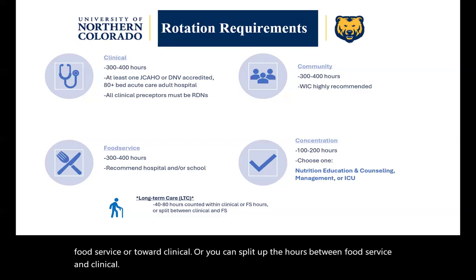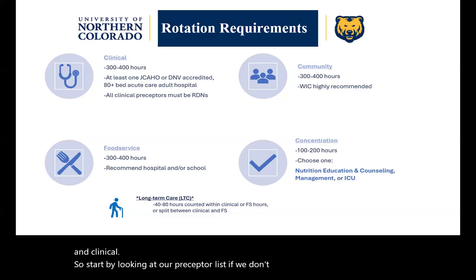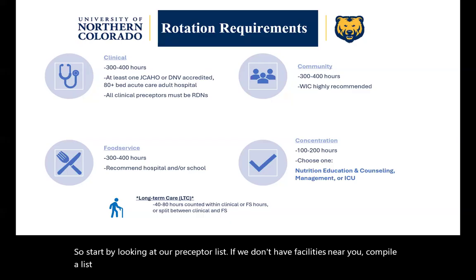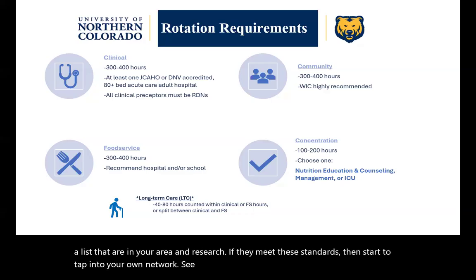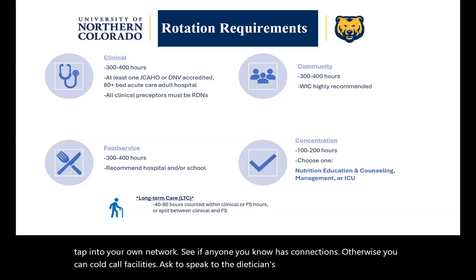So start by looking at our preceptor list. If we don't have facilities near you, compile a list of those in your area and research if they meet these standards. Then start to tap into your own network. See if anyone you know has connections. Otherwise, you can cold call facilities, ask to speak to the dietitian's office, look up information on LinkedIn, etc.